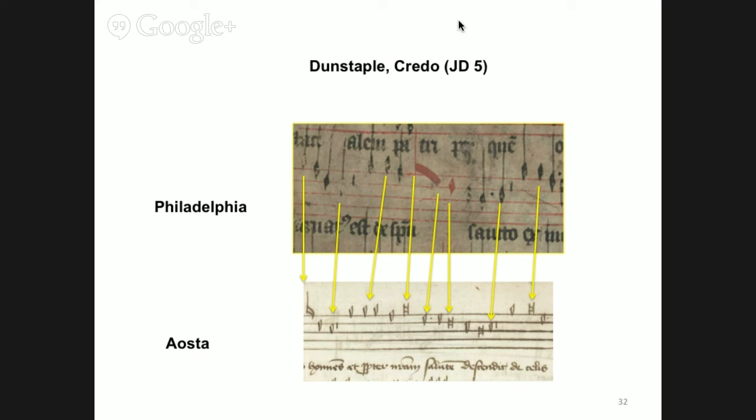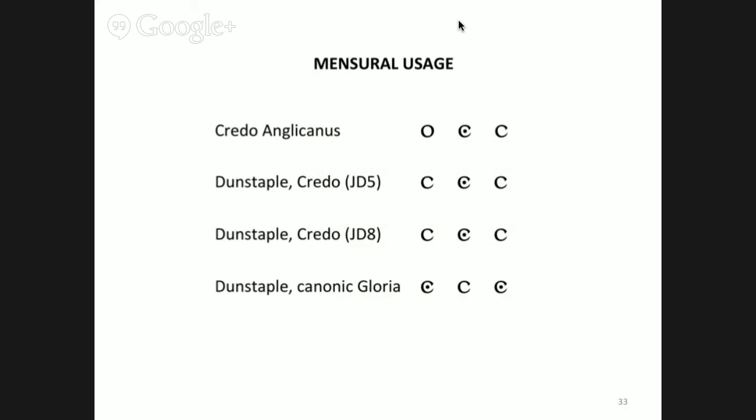These works and the canonic Gloria published by Margaret Bent in 1996 are the only ones ascribed to Dunstable that have self-contained sections in C and C dot, both of which mensurations are also present in the Credo Anglicanus. The close connections between these three credo settings are reinforced by their source locations.